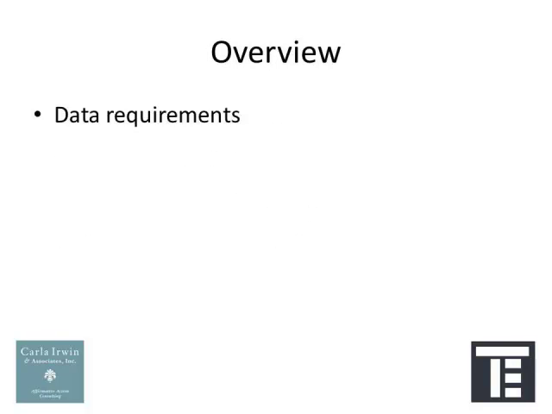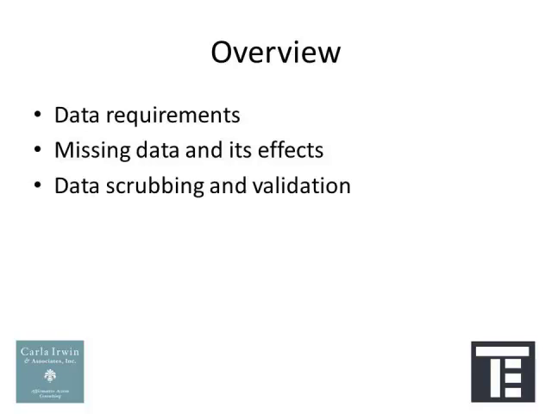So we're going to take a format very similar to what we talked about last week with respect to the hiring data, only today we're going to talk about the promotion data requirements. We'll talk about what can happen if you have missing promotions data and how it can affect your analysis in your AAP. And we'll conclude with a discussion about data scrubbing and validation and common problems to look for in your promotions data.